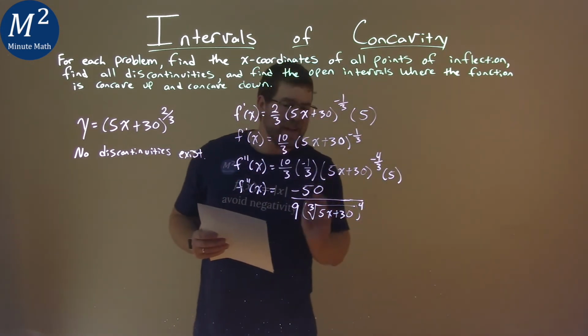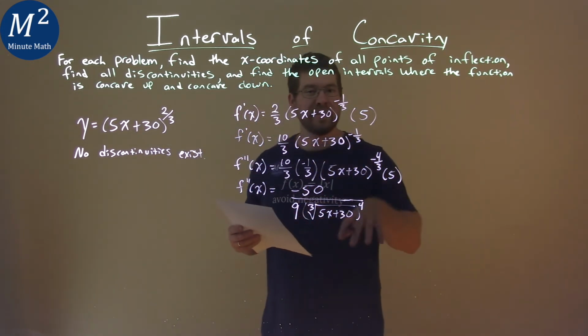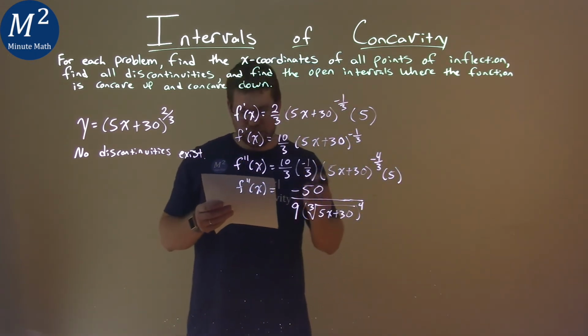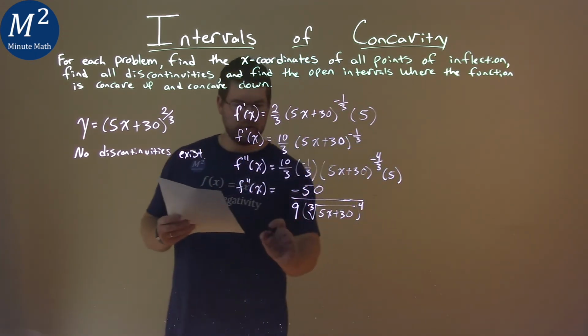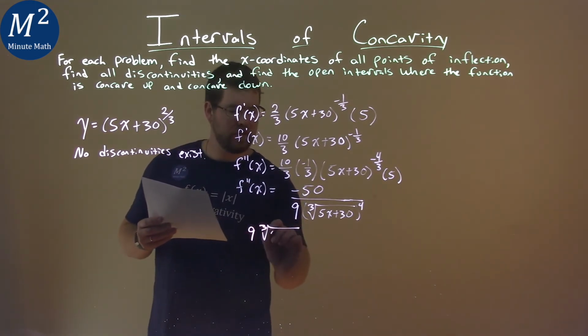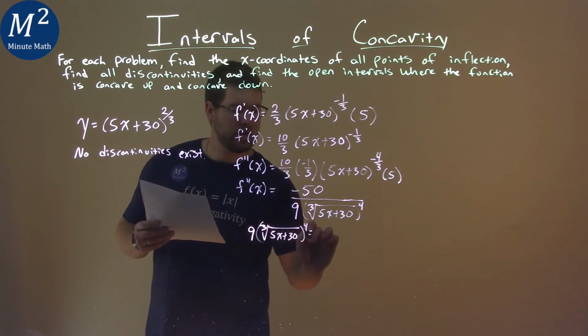All right, so now we have to find where our denominator is equal to 0 and see what happens there with our second derivative. So I take my denominator, 9 times the third root of 5x plus 30, all to the 4th power, and set it equal to 0.